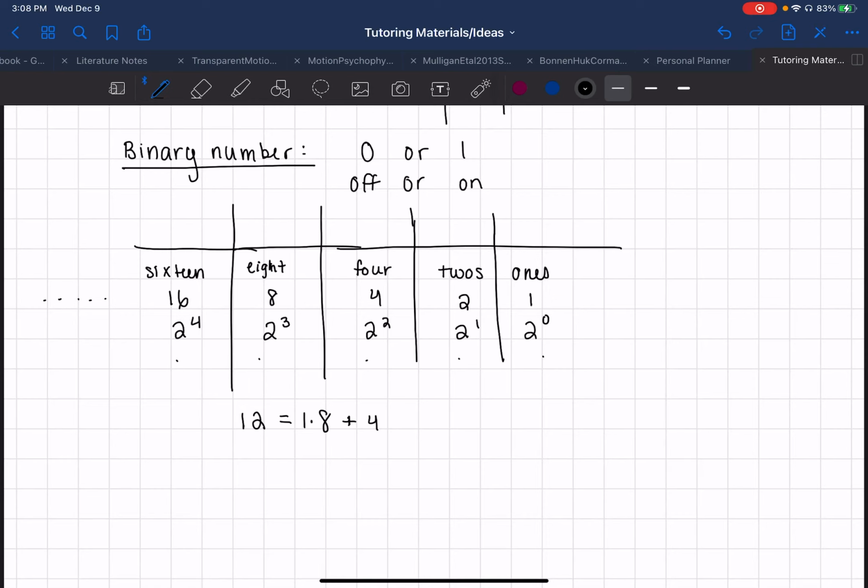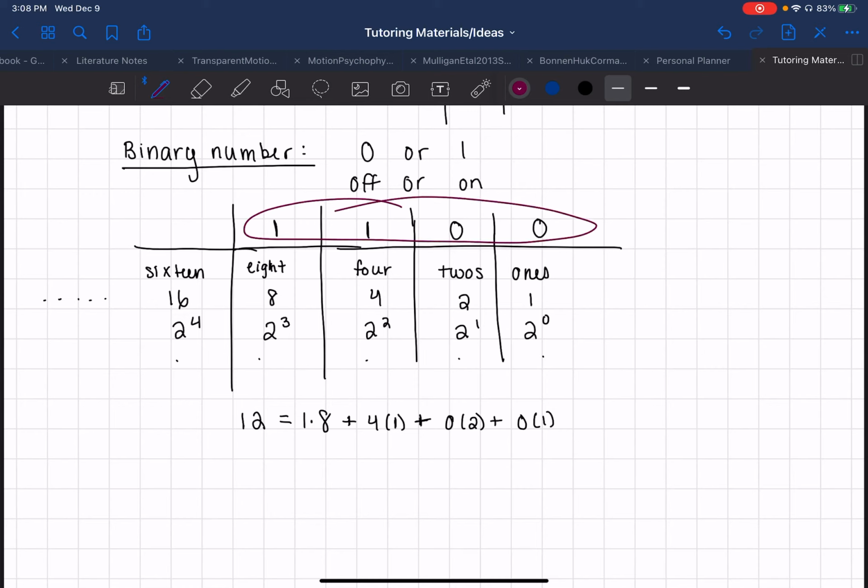4 just so happens to be a power of 2. So then we would say that we have 1 four. And then just for being really thorough, I'm also going to write that that means we have 0 twos and 0 ones, since those are the two other places that are left. So I would then fill in this chart, meaning we have 1 eight, 1 four, 0 twos, and 0 ones, and then this is our binary number that's equal to 12. So 12 is also the same as 1100 in binary.